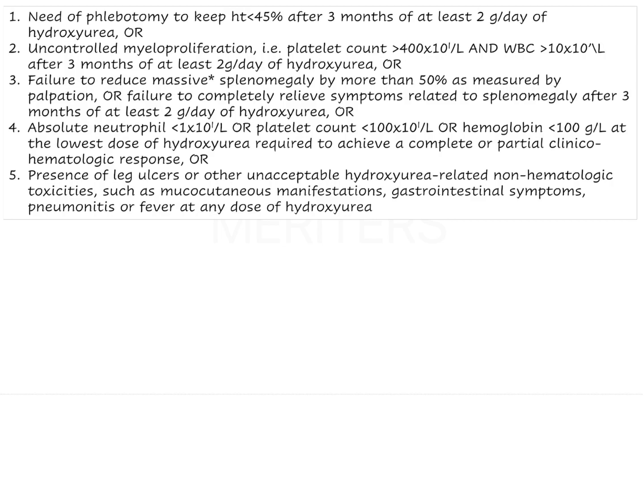See, in this, the most important one is phlebotomy, which is also called venesection, where you actually remove blood from the patient. This is a procedure which is performed so that the number of RBCs circulating in the blood can be decreased. So it is supposed to be kept at a hematocrit value of less than 45% after 3 months of at least 2 grams per day of hydroxyurea. Hydroxyurea is actually an immunomodulatory drug, and it is also a chemotherapeutic agent which helps in decreasing the proliferation of the cells.